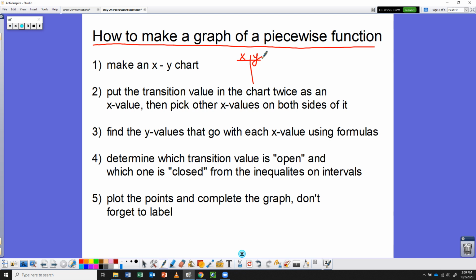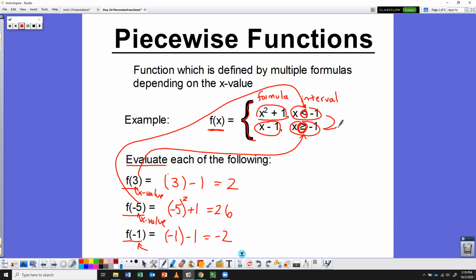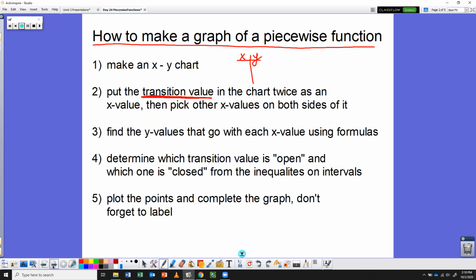The second thing that you're going to do is put the transition value into your chart twice as an X value, and then pick other X values on both sides of it. Now, the transition value is the number at which you're switching formulas. So in that last example, the transition value would have been -1, because that's the number at which we're switching formulas. So you'd be putting your transition value into your chart twice, and then you'd want to pick some numbers that are smaller than -1 and some numbers that are bigger than -1 to put in your chart around that.